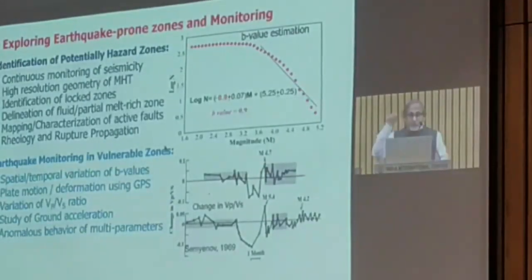So in that zone, if we constantly monitor that vulnerable zone by looking into the spatial and temporal variation of the B values, I can show over here. So if we continuously monitor B values, if we find the B value is reducing, it gives an indication that a larger magnitude earthquake is envisaged in this region. Then plate movement, plate motion, deformation of the rock, that can be studied using GPS measurements.